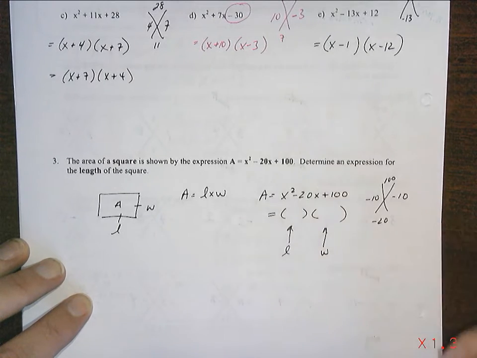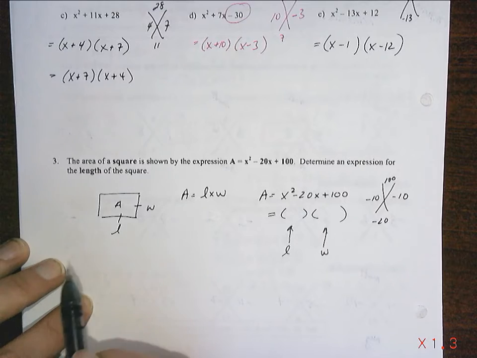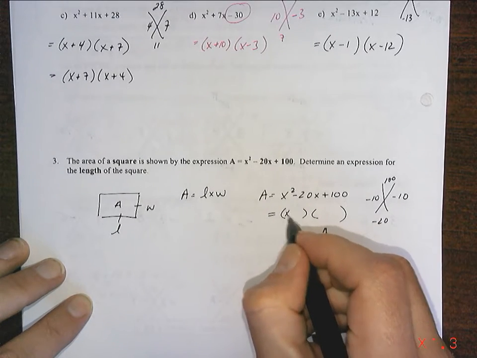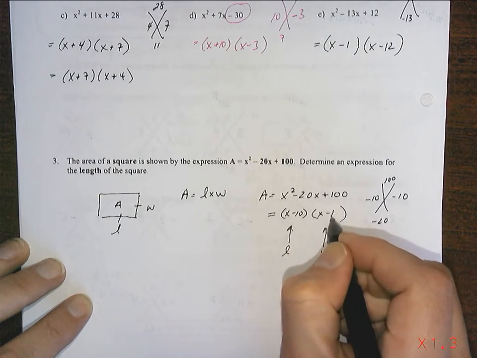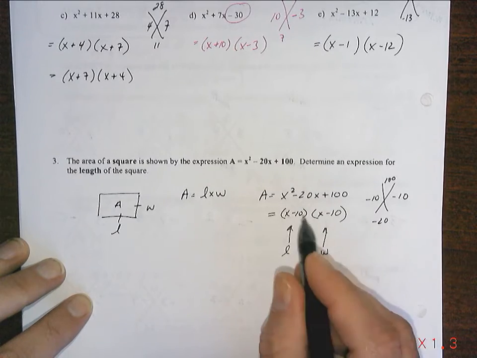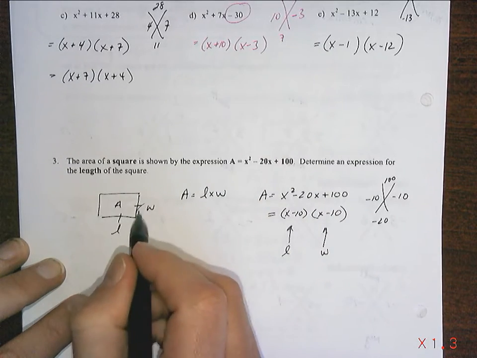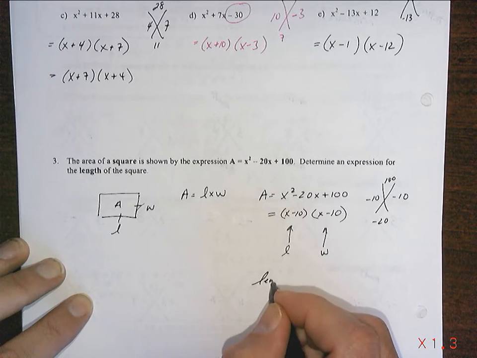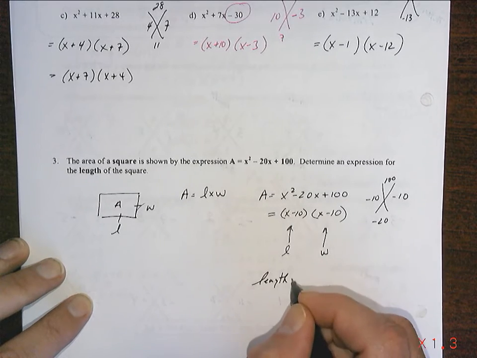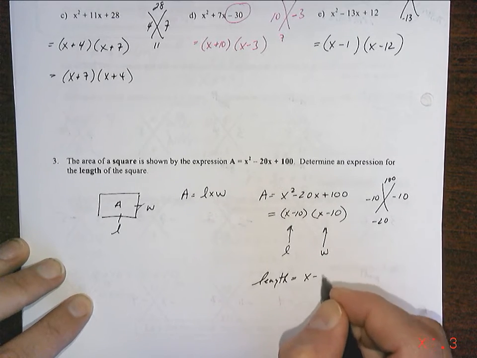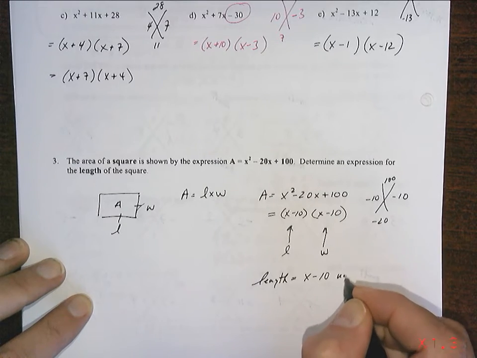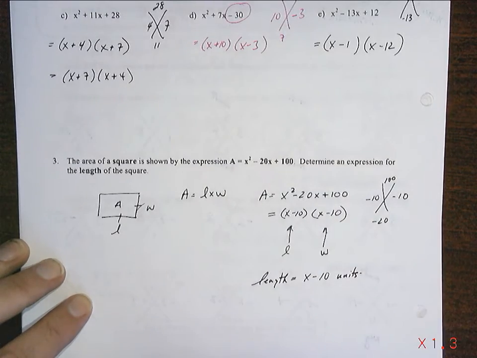Negative 10 and negative 10 work. And again, you might take longer to get that, and that's fine. X minus 10, x minus 10. Notice the length and width both equal each other. That's because it was a square. And we can finish the question by saying length equals the expression x minus 10 units. And there you go.